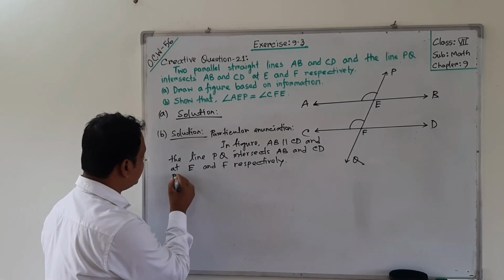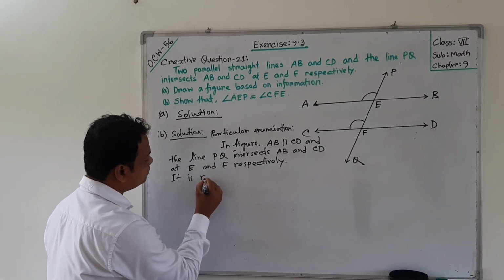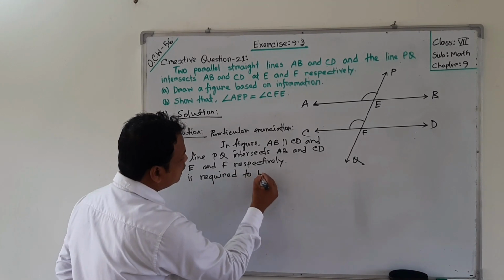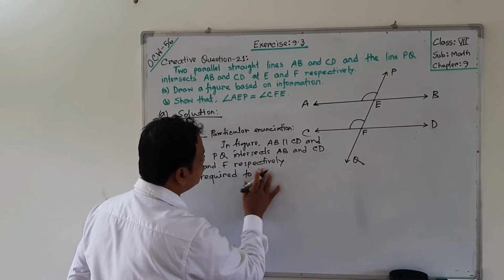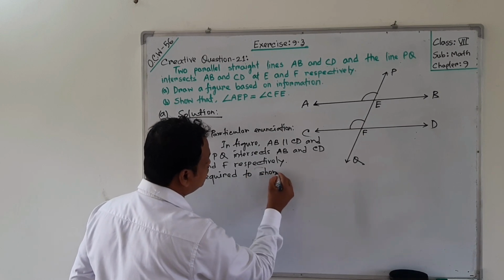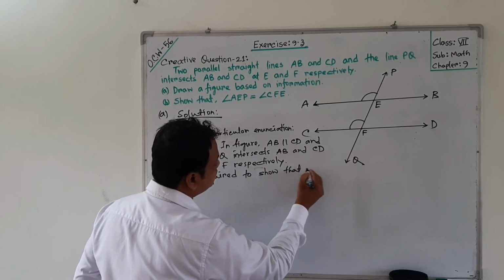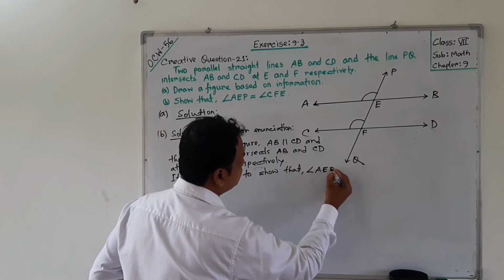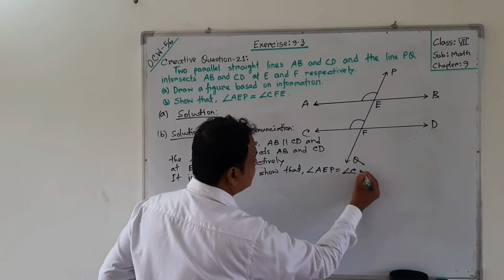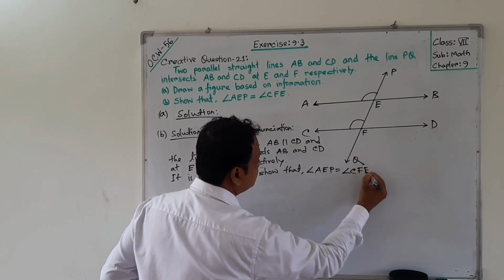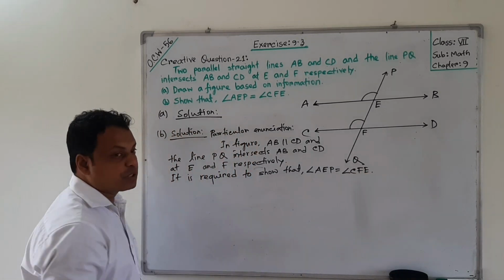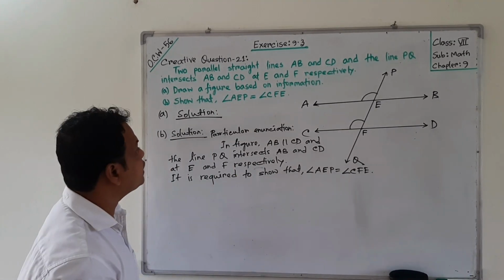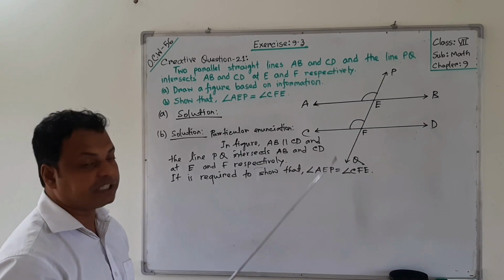It is required to prove that... to show that. In the question we have to show, so we write show. It is equal to show that angle AEP equals angle CFE. So you have to show this part. So the particular enunciation we have written from the stem and figure.